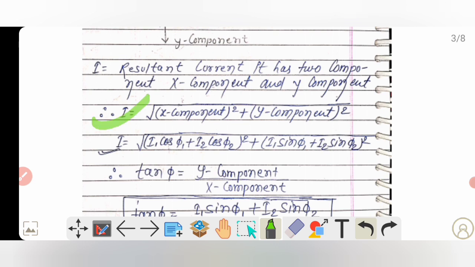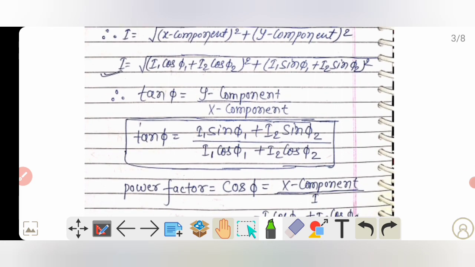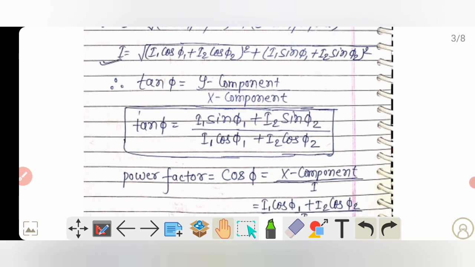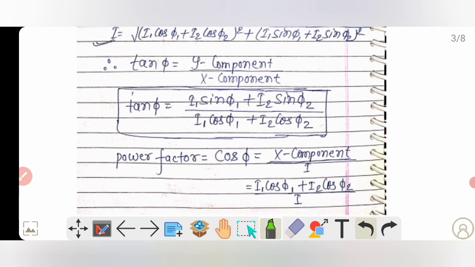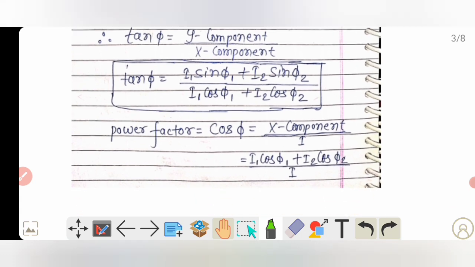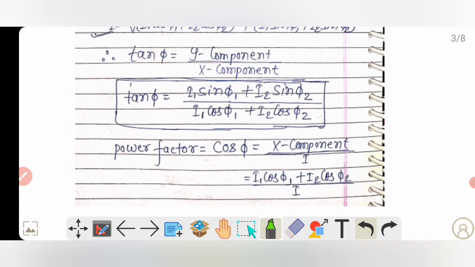The value of I will be the root of x component square plus y component square, and after putting all these values we will get the value of I equal to this. And my dear friends, if you want to calculate the value of tan phi, then it will be y component by x component, and its value comes out to be something like this. And if you want to calculate the power factor from here, then we can easily calculate it, which will be equal to x component by I.